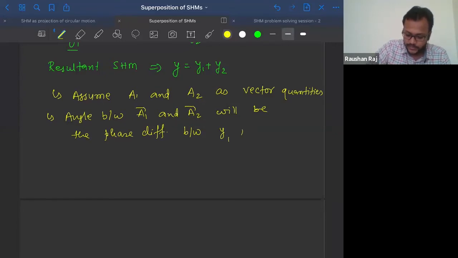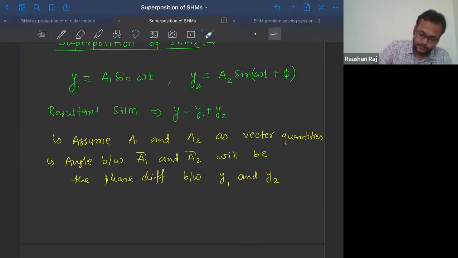Okay, what is that? Y1 and Y2. Am I clear? So what will be the angle between A1 and A2 vector? That will be the phase difference between Y1 and Y2. What is the phase difference between Y1 and Y2? If I ask you what is the phase difference between Y2 and Y1, that means omega t plus phi minus omega t. That means phi here.